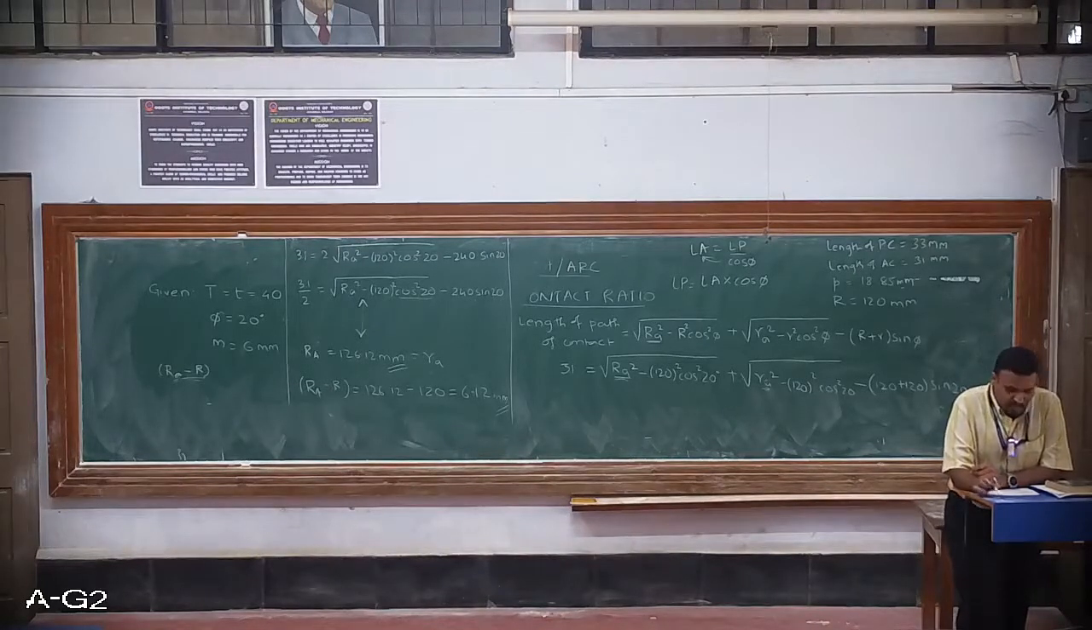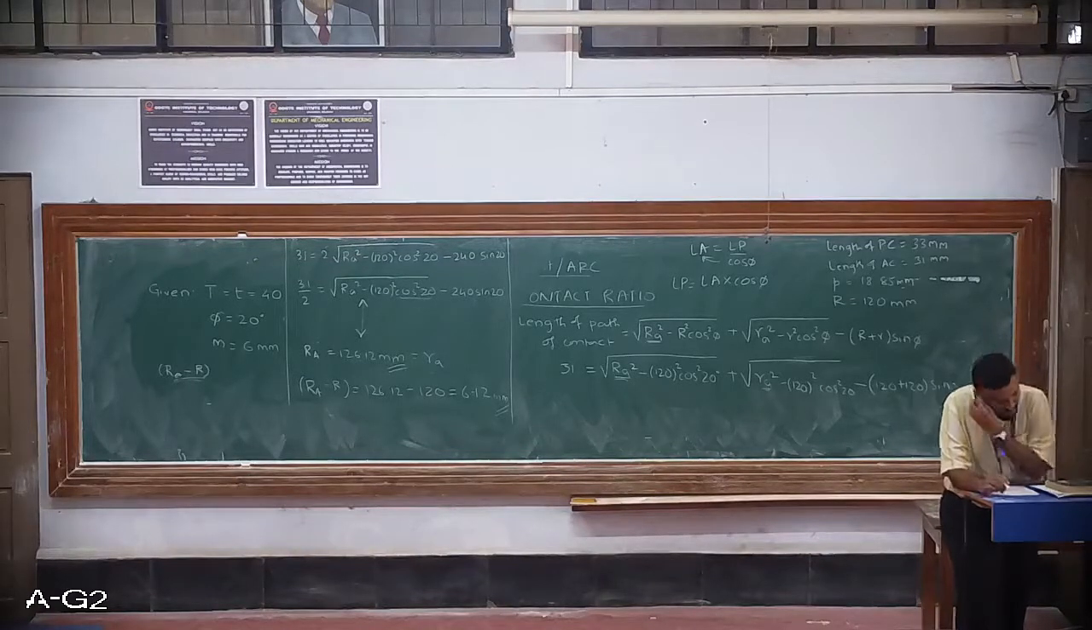Then use the equation for length of path of contact, because that equation has the term addendum circle radius. So you substitute for all the known parameters. The unknown parameter will be capital RA and small ra, and since capital RA and small ra will be equal, we can determine either one, and that we have determined as 2 mm.